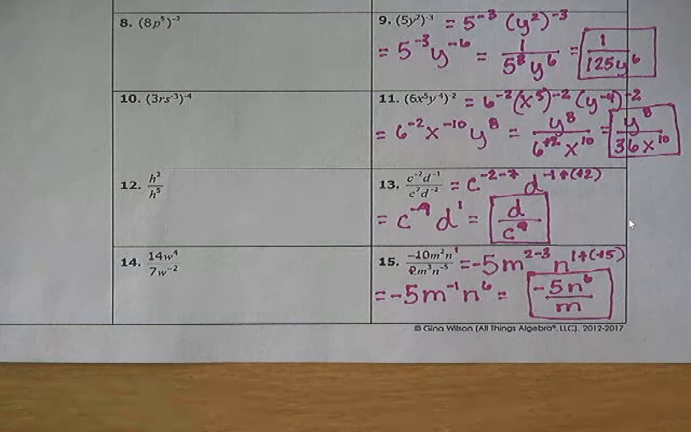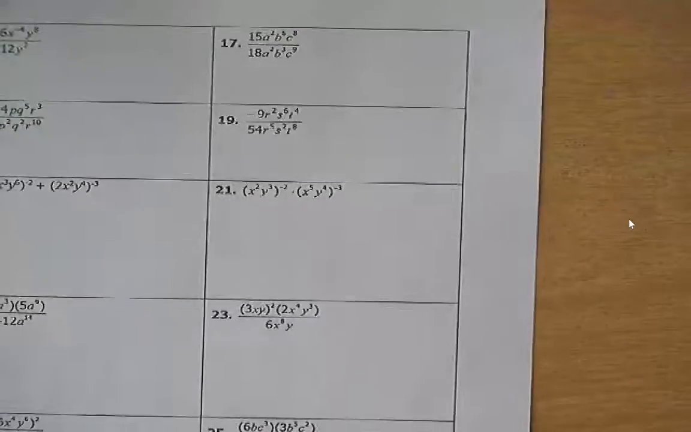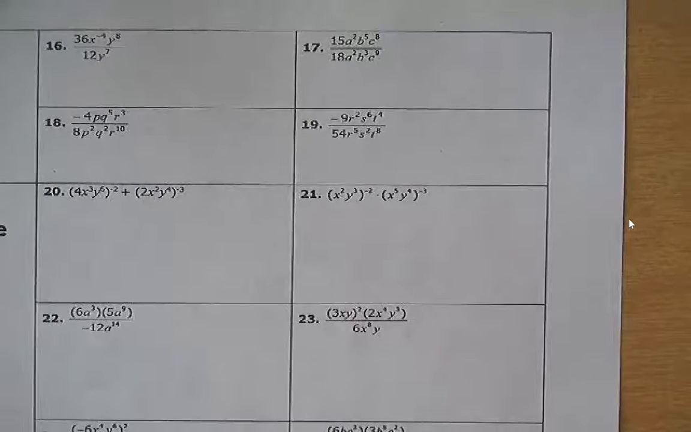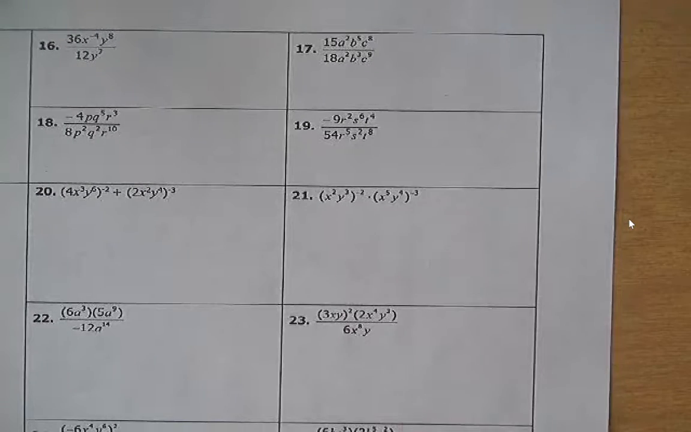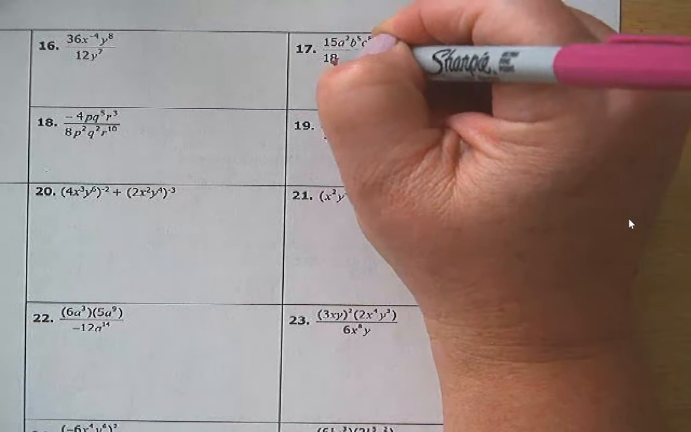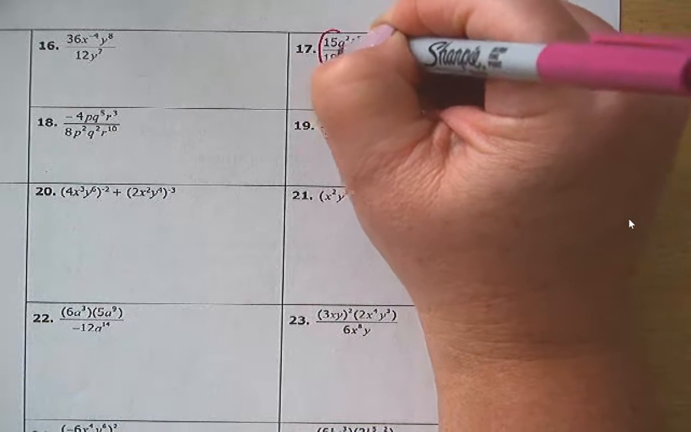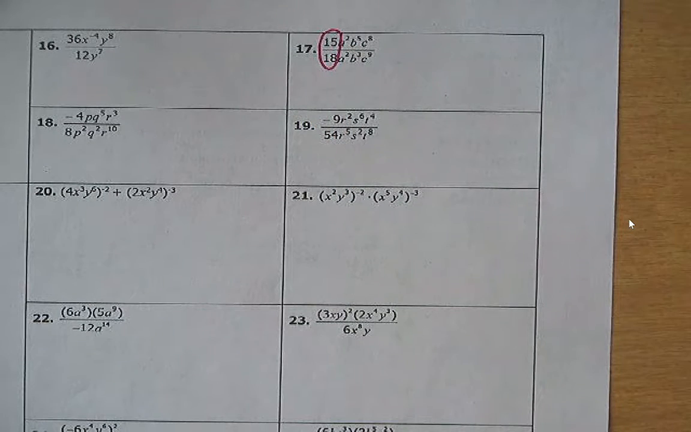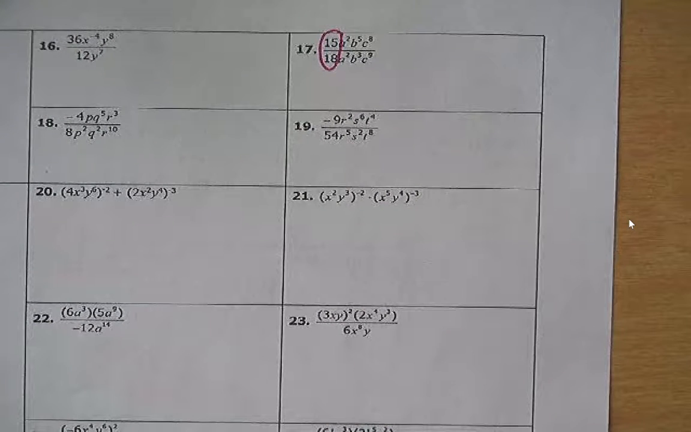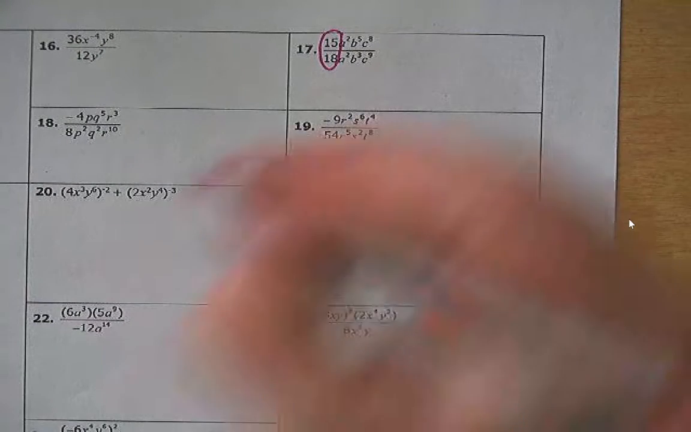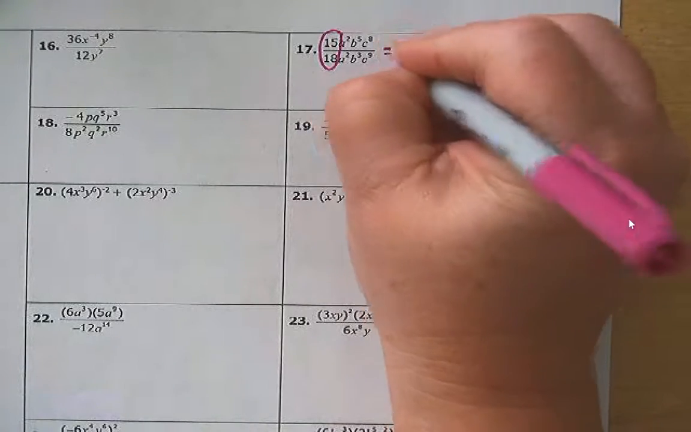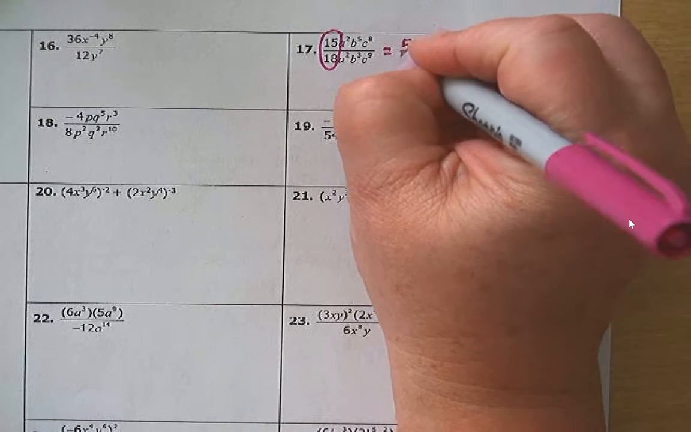Let's try just a few more on the back side. Let's look at number 17. We have another quotient rule. So with the 15 over 18, I'm going to divide that as I normally would. 15 divided by 18 cannot be divided evenly, but 15 and 18 can both be divided by 3, and I will get 5/6.